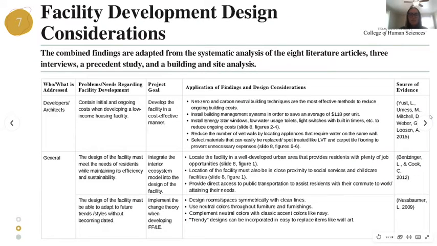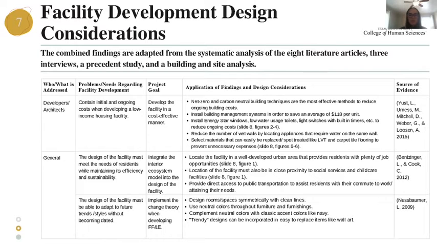Now we dive into the facility development design considerations. These design considerations will address the general problems and needs that will need to be taken into consideration when designing a low-income housing facility, as well as the problems and needs of most developers and architects. When developing a low-income housing facility, developers and architects are most concerned with initial and ongoing costs.